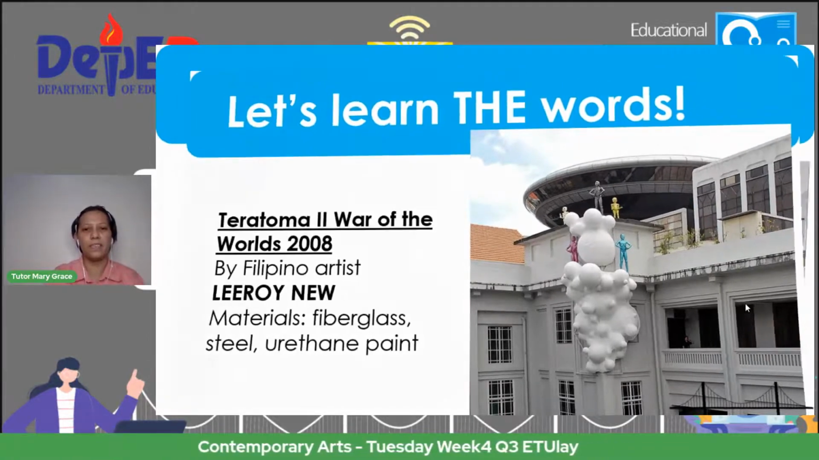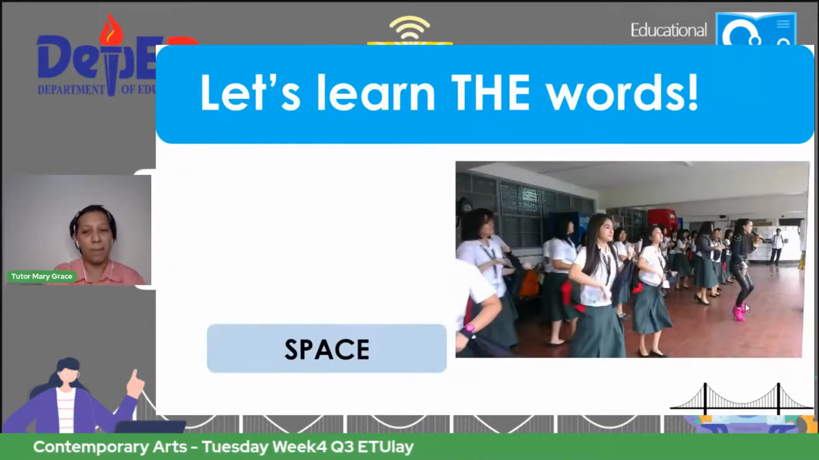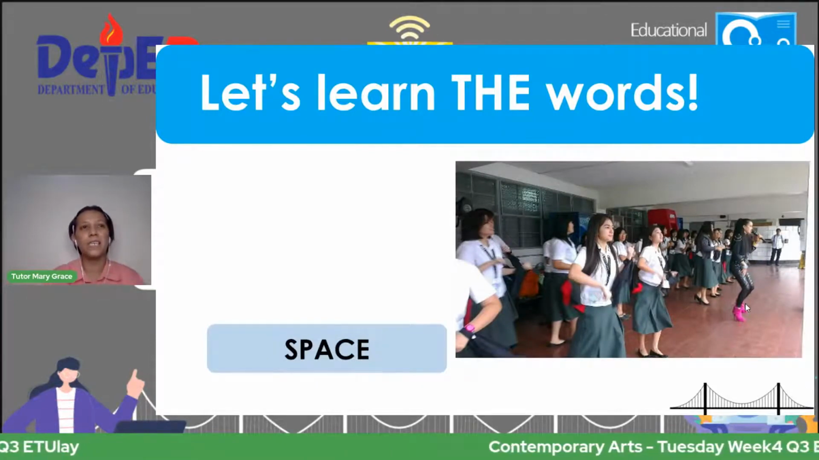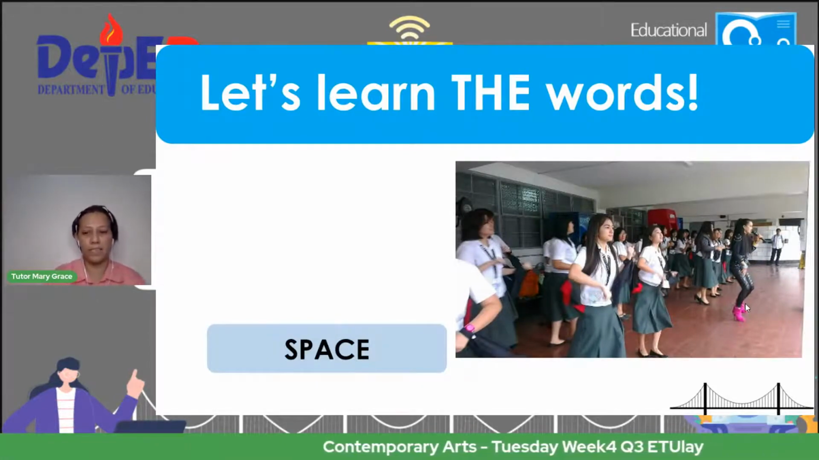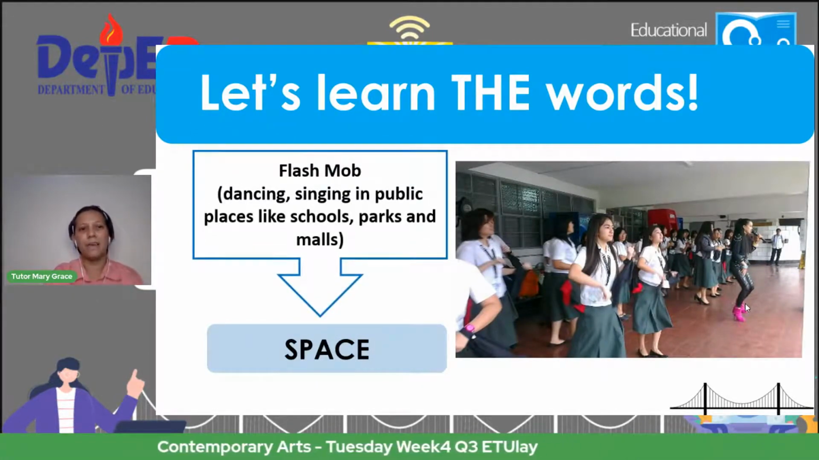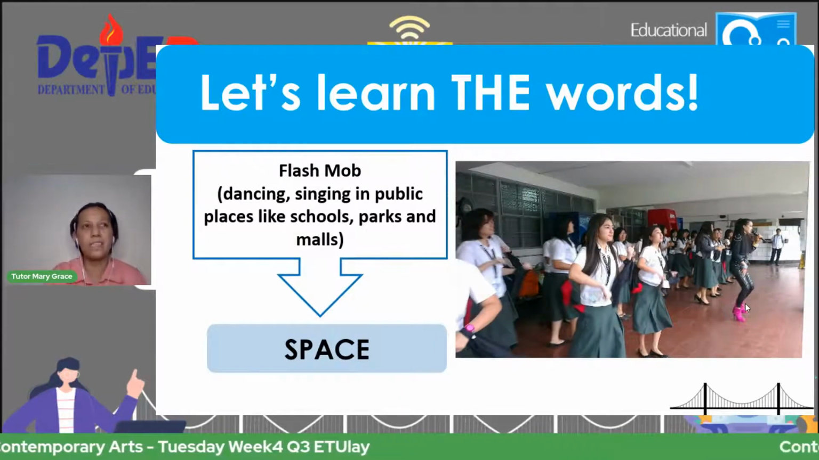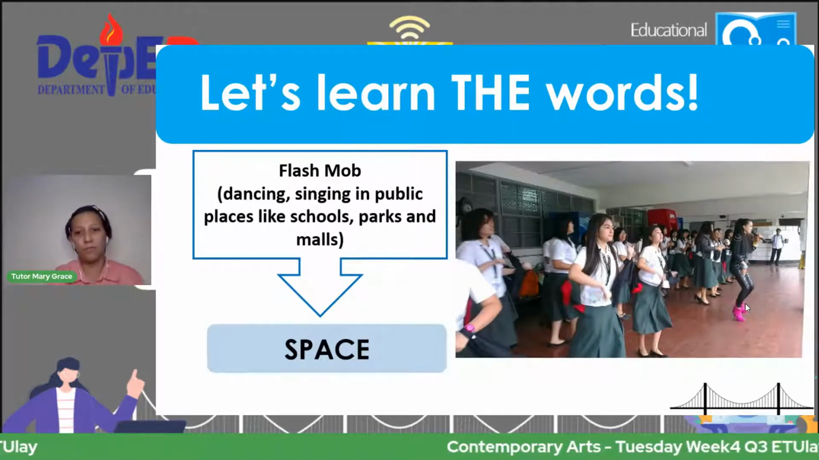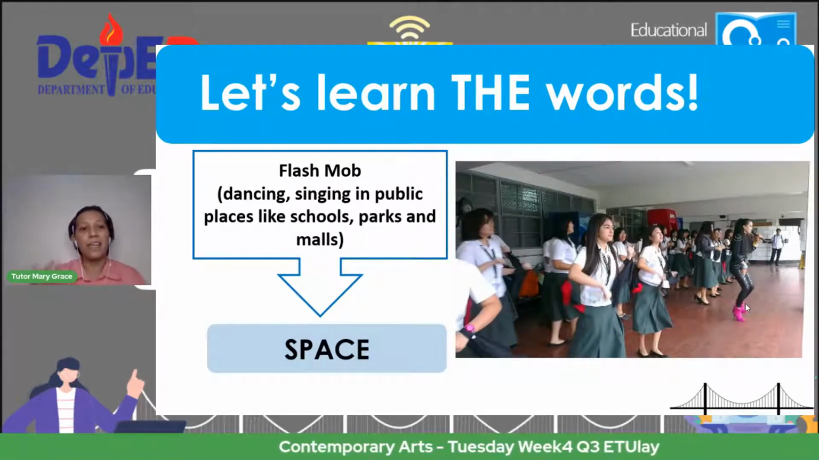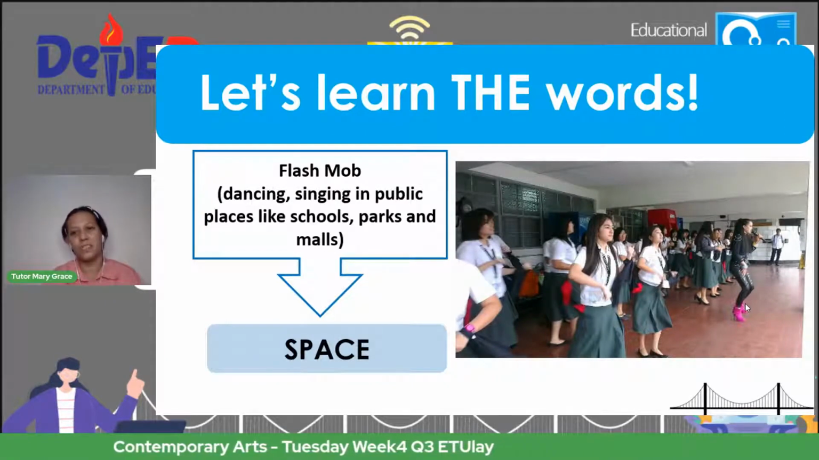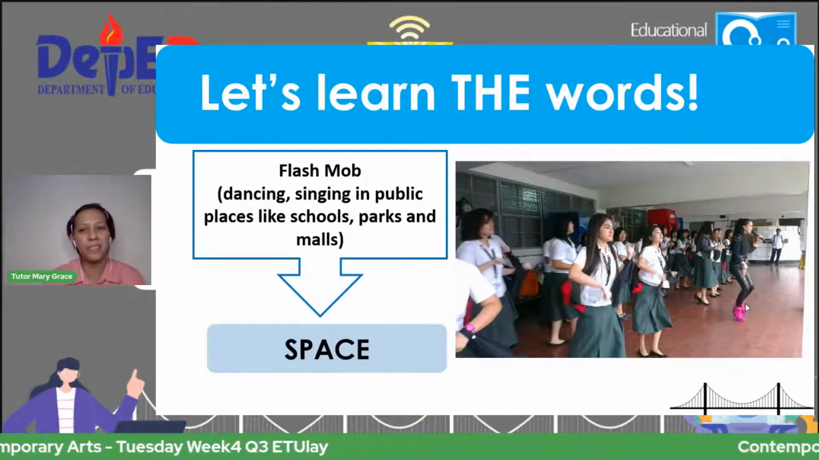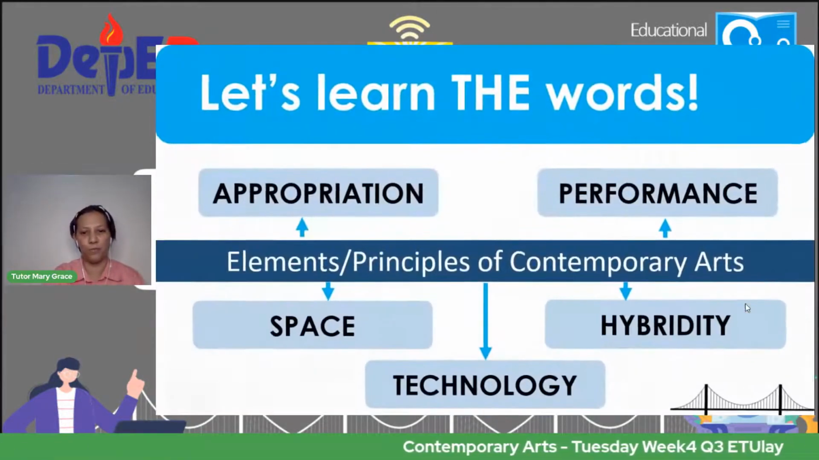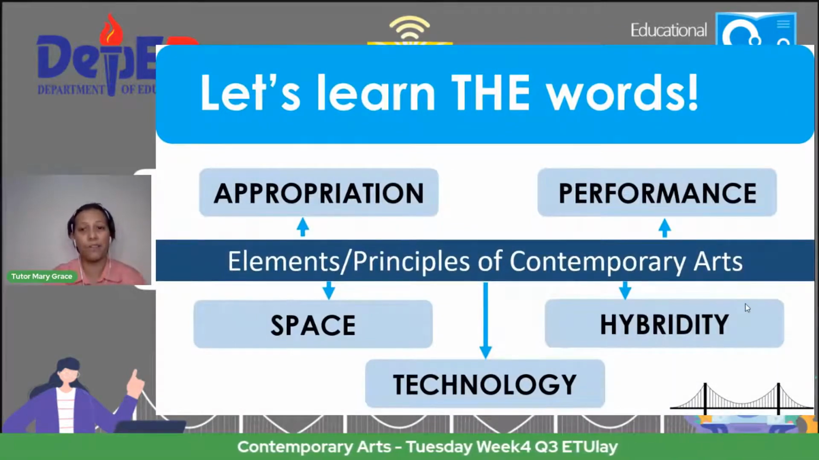Okay? Moving on, another example, sinabi ko nga kanina, is flash mob. So, it is not just a performing art form, but also space. Kasi ginagawa yan dapat sa mga public places. Okay, so parang it's not a flash mob if you're not going to do it in malls or in parks or in the school. And this involves dancing and singing. So dati dancing lang, pero this time around, why not? Magkasama na yung dancing and singing sa isang flash mob. Okay, there you go. That is space for you. Okay, that is our third element for contemporary art.